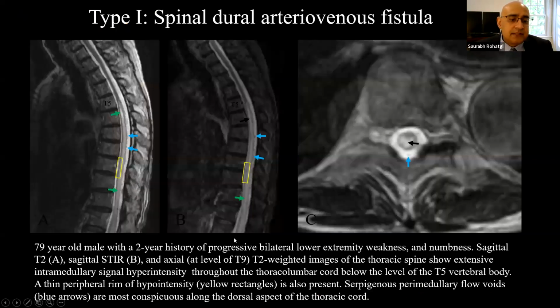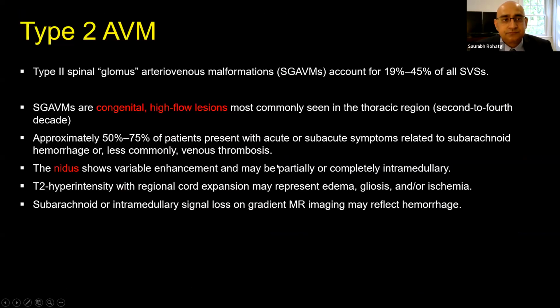This was a case of a 79-year-old male with lower extremity weakness. You can see T2 hyperintense cord signal change within the cord itself, and these squiggly serpentinous flow voids suggesting that there is a vascular etiology to this cord signal change. The second big category under vascular is a type 2 AVM, which is a spinal glomus AV malformation. These are congenital high flow lesions, and 50 to 75% of patients may present with acute or subacute symptoms, and you will see a nidus deep to hyperintensity within the cord with cord expansion.